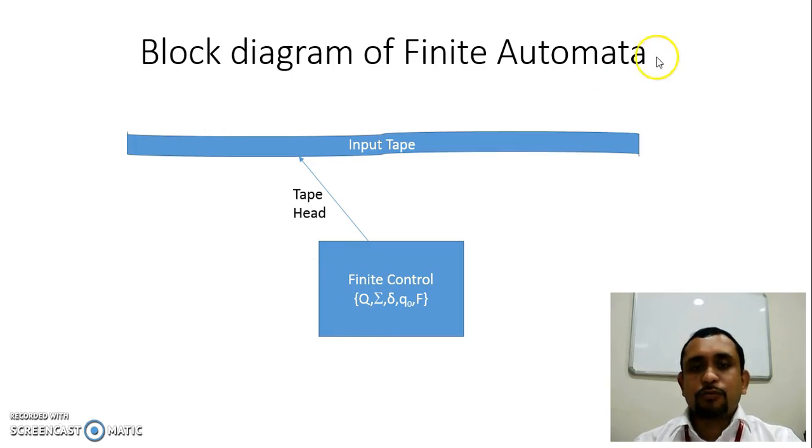The block diagram of finite automata is given here. It has an input tape on which the input sequence is supplied. Initially the tape head points to the leftmost symbol available in the input, and there exists one finite control which controls the movement of the tape head.